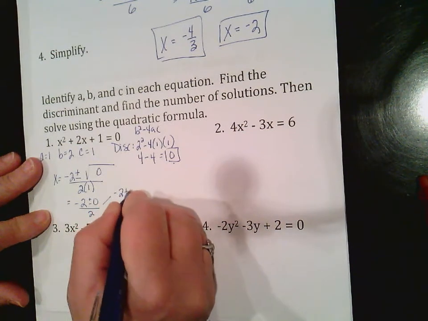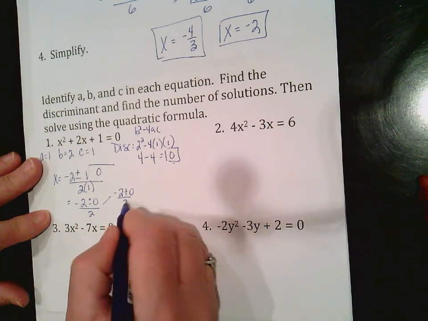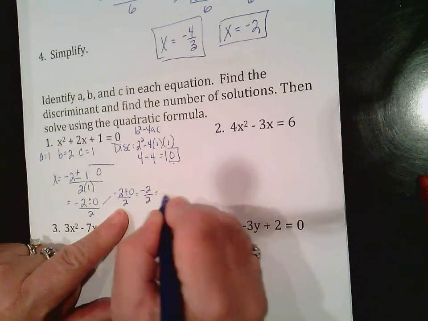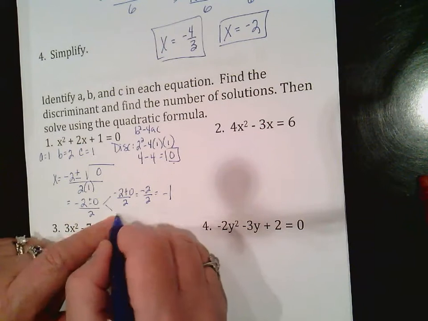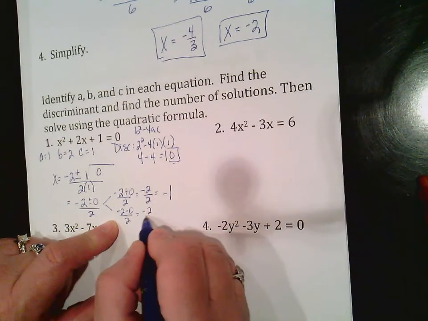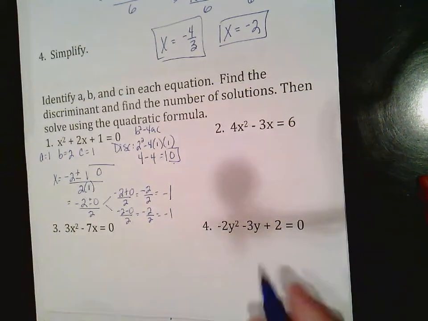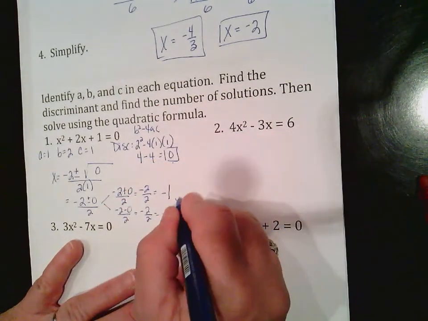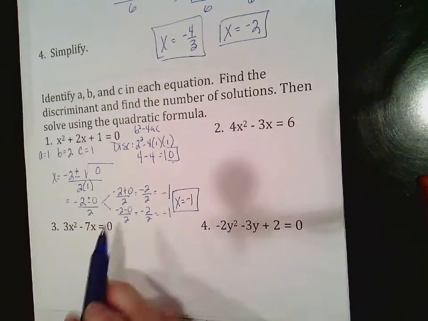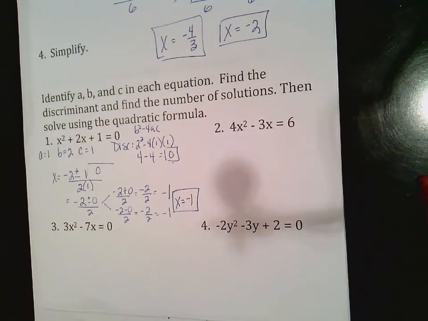-2 plus 0 over 2 is -2 over 2, which is -1. And if you take -2 minus 0, that's not going to change anything. It's still -2 over 2, which is -1. Those are the same answer. So I have one real solution, and that solution is that x equals -1. That's my only solution. And remember, when you have a 0 as your discriminant, you should only have one solution.